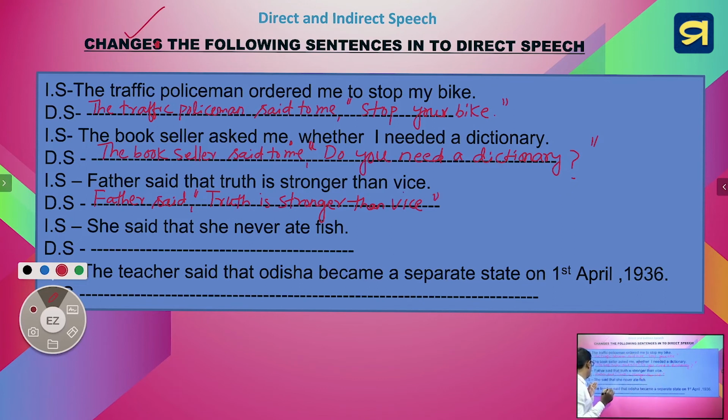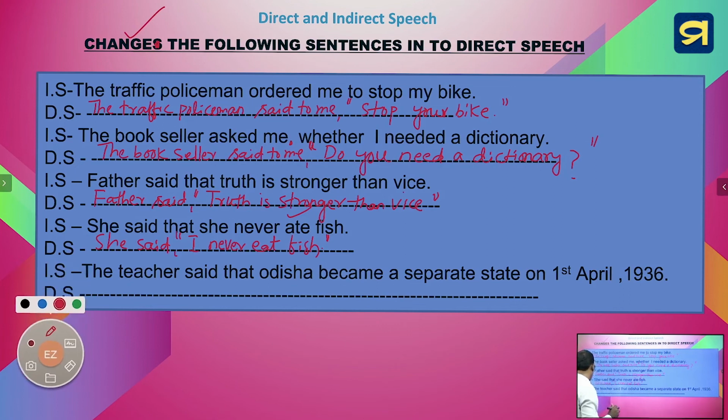Okay, next. She said that she never ate fish. Good. Change from indirect speech to direct speech. Very good. She said, "I never eat fish." Why is simple present used? You see, here is a simple past tense, and that's why we have to use the present simple, because the reporting verb is in the past tense.